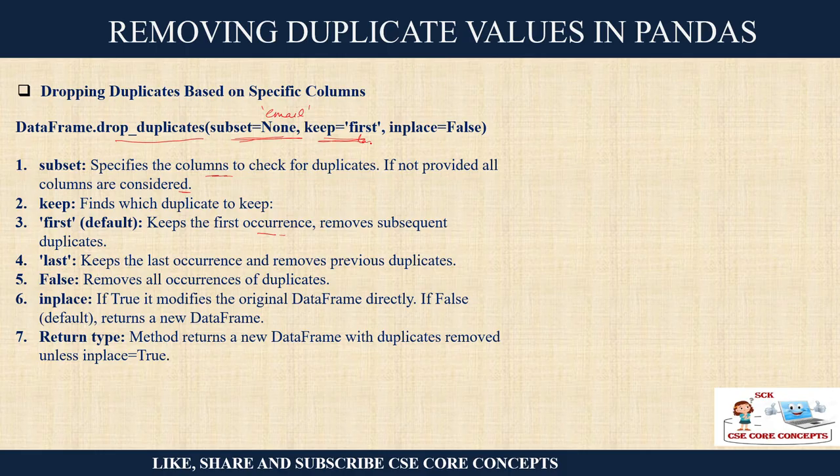Now if you say last, then it will keep the last copy. And if you write keep false, then it will remove all occurrences, not even keeping one of them. So the three options are first, last and false. And inplace equal to false means it will create a new data frame instead of modifying the original. If you want to do it in the same data frame, you can always say inplace is true. So the return type will be a new data frame, and if you write inplace true, then it will not create a new data frame. Understood? So this is how you can check for duplicates, which is very logical.